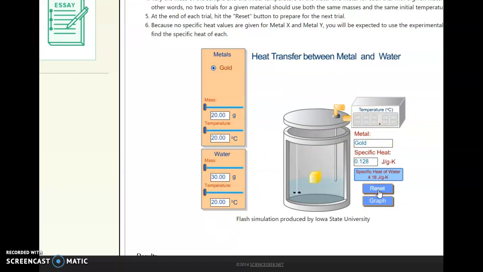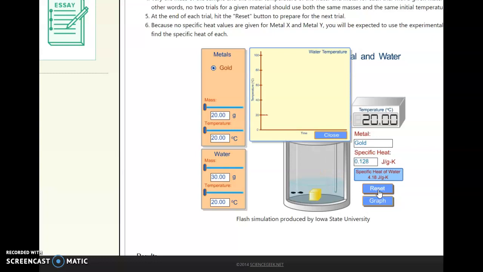So if I were to drop this in, you're going to see that the temperature of the water is going to stay relatively the same. Again, the only time that you'd see a change in the temperature is if you're seeing a heat flow from hot to cold. In this case, there is no heat flow because they're both starting off at the same temperature.